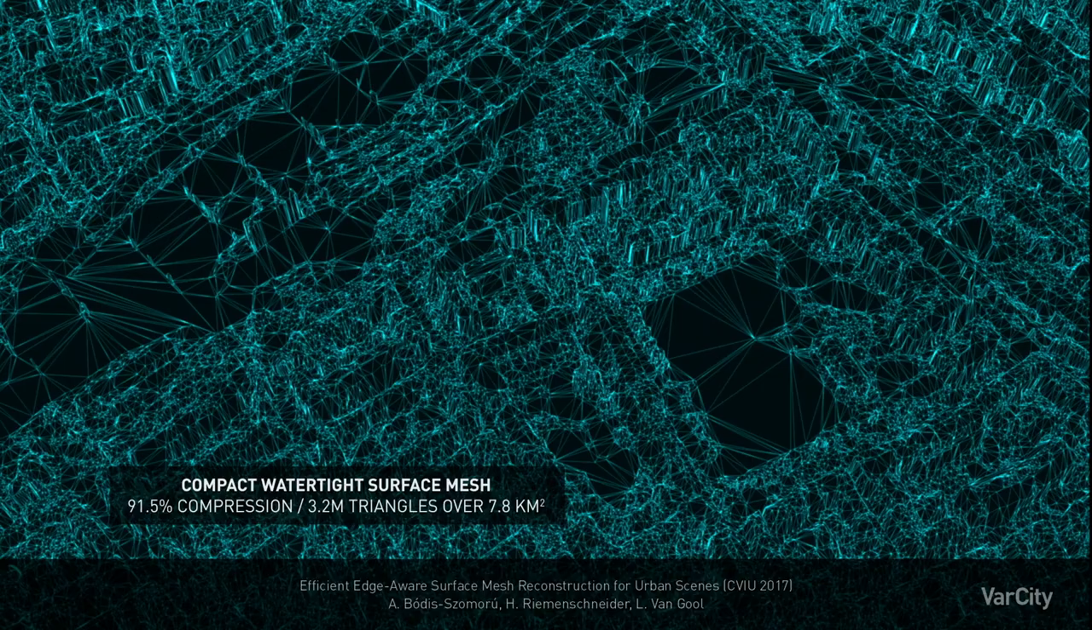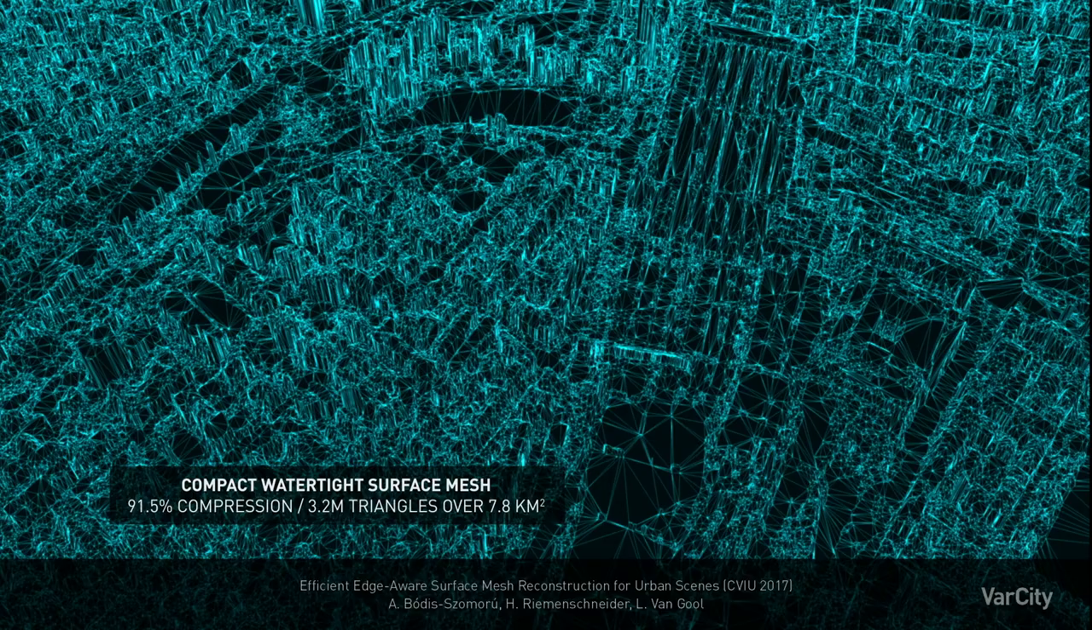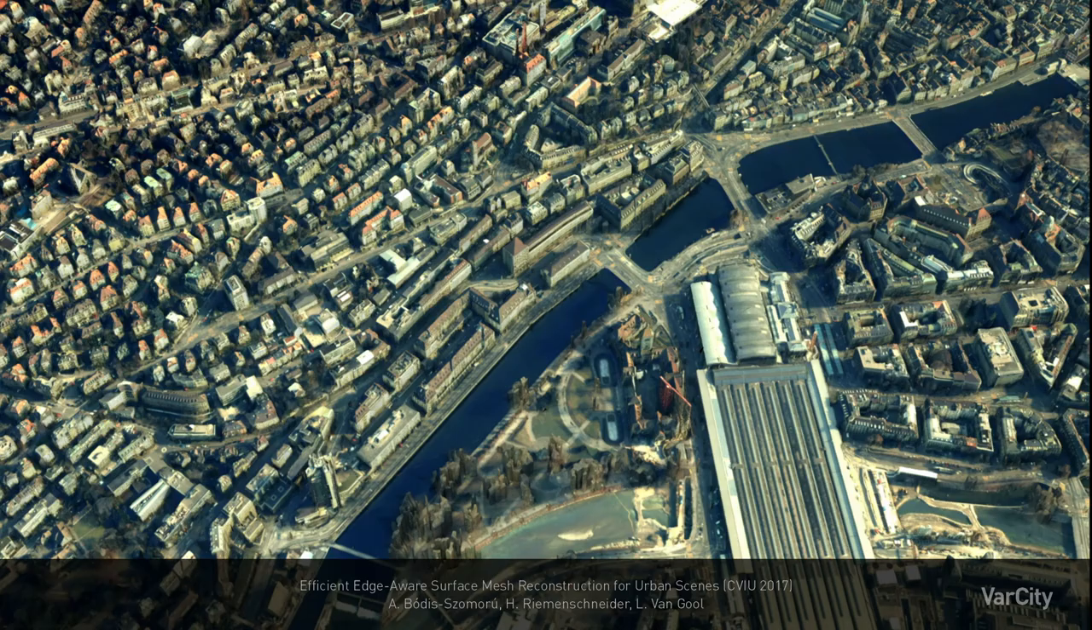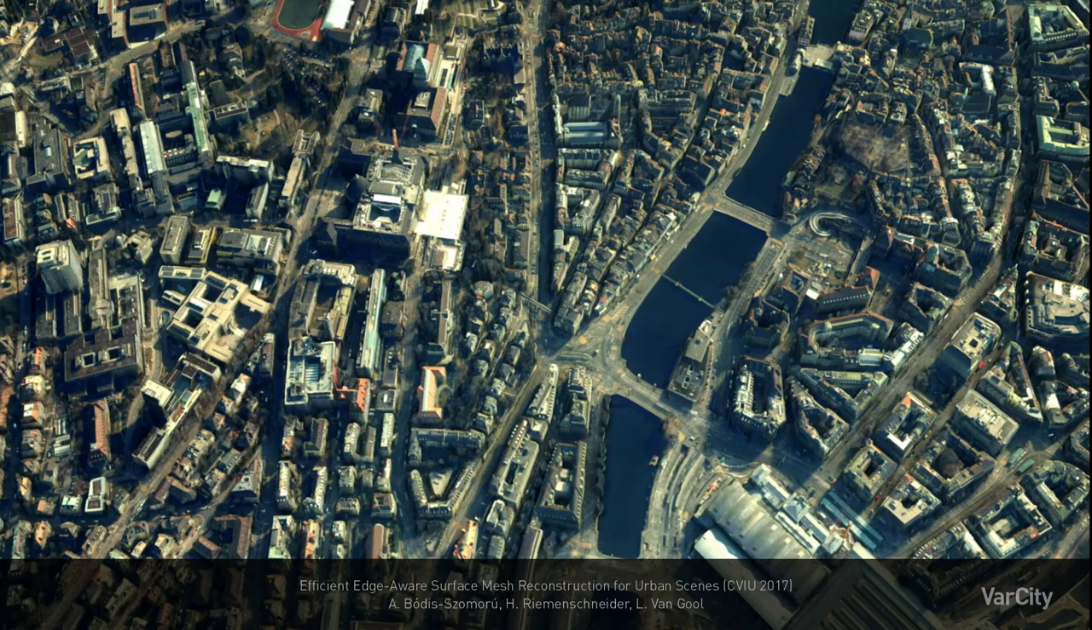Our novel algorithm preserves geometric details while producing a very compact mesh that allows for real-time visualization. The result of this procedure is a compact, textured urban surface model that is suitable for large-scale 3D rendering, navigational purposes, or 3D urban design.